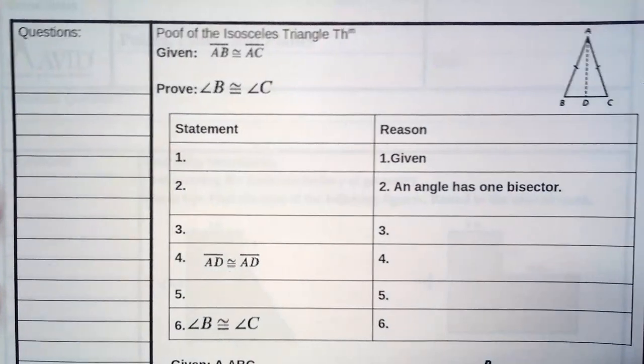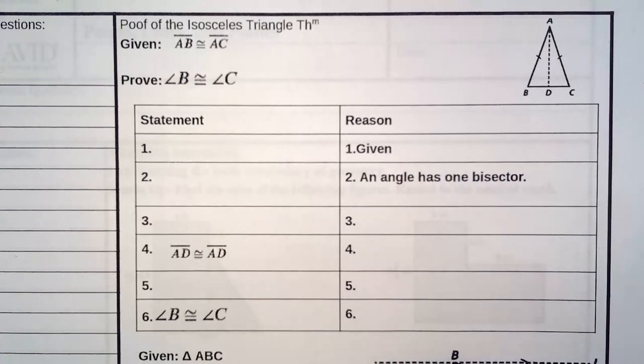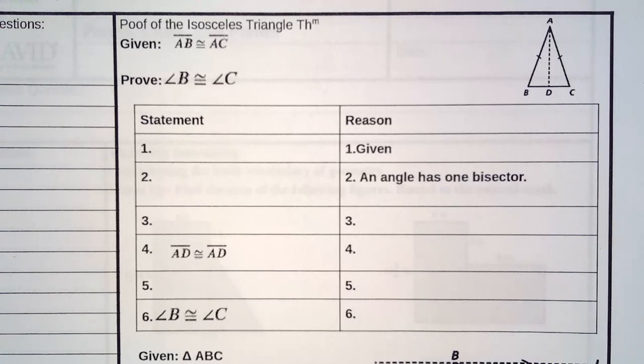Okay, the isosceles triangle theorem states that if you have two congruent sides, that their base angles are congruent. The angles across from them, their base angles, are congruent. So how do we do this?